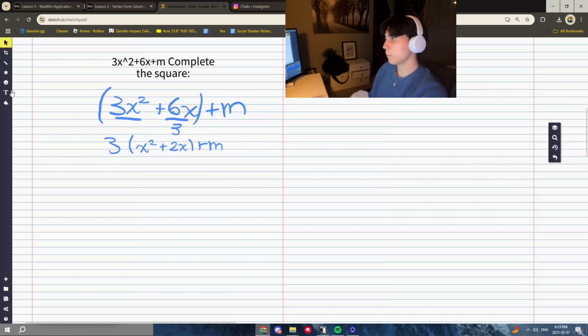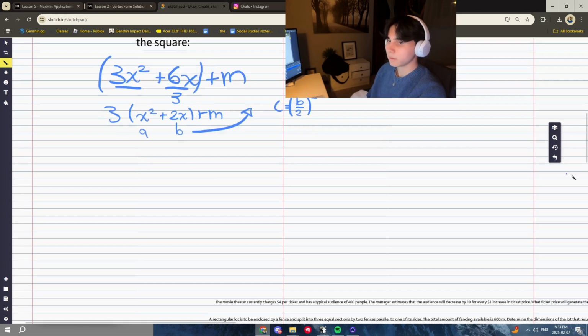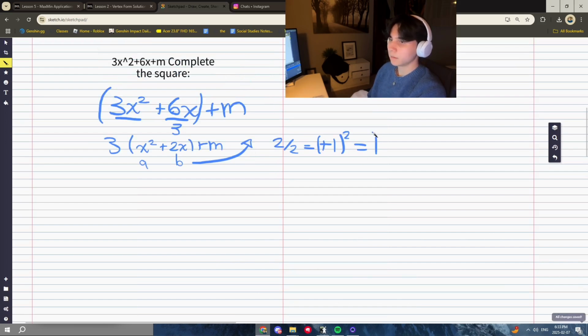So now we're just going to do the same steps. We're going to label this a and b. And remember that your c is going to equal b divided by 2 squared. So we're just going to divide our b value by 2. So we have 2 over 2 equals positive 1, squared equals 1. So this is the c value that we're going to plug back in.